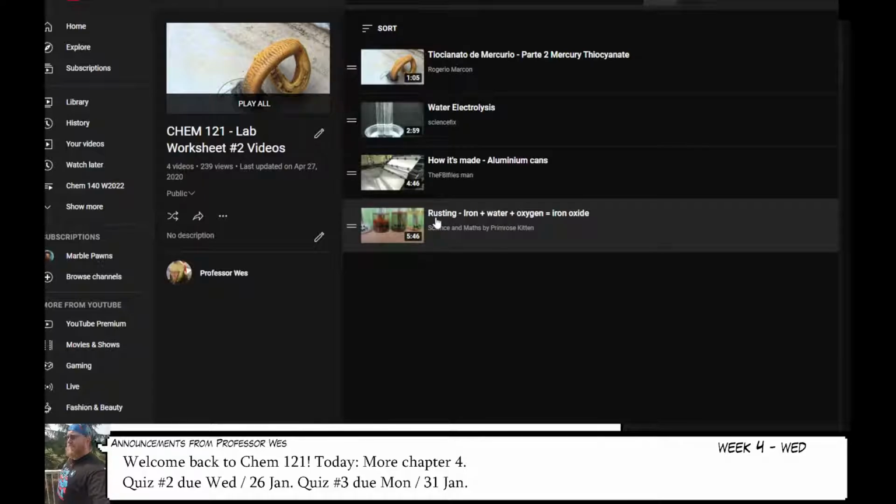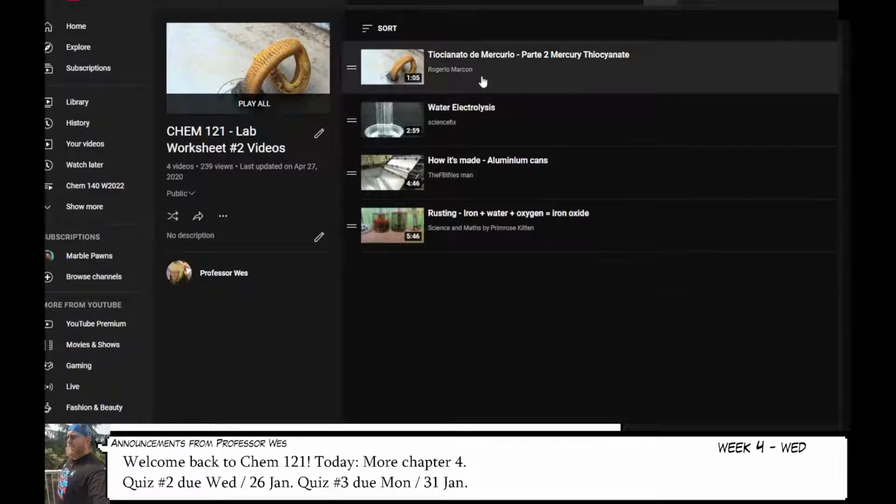But it involves rusting iron nails under various conditions. So what the scientist does in this video is she tries different things. She just tries putting a nail in water, then putting a nail in water with salt, then putting a nail in just like cooking oil, and then putting a nail in water, but putting oil on top of that so that the oxygen can't get in, and seeing what the conditions actually are for rusting. And so I ask you several questions about that.